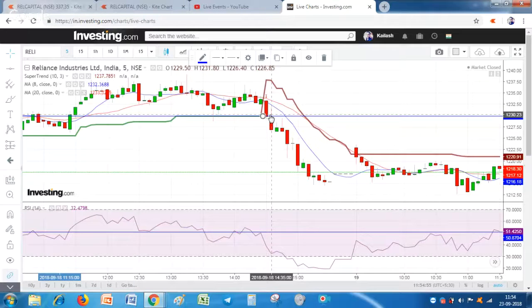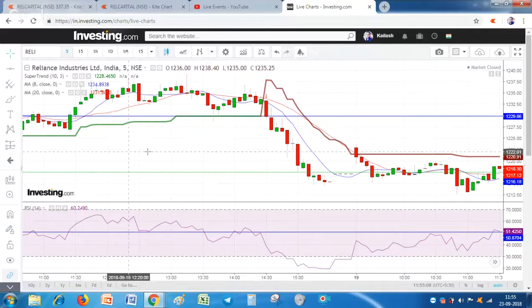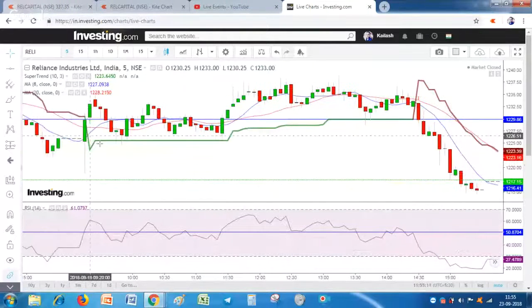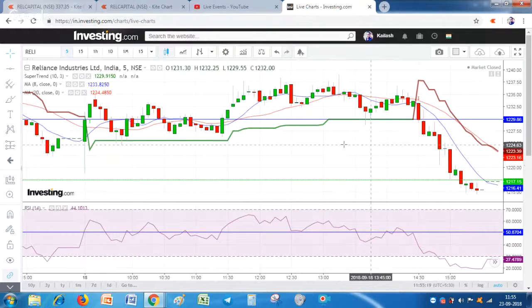From this level, the stock started downward and moved down to 1215. So this sell signal is quite reliable compared to our previous buy signal. Sometimes we don't know where the stock will go. What will happen next, we don't know. But the only thing we know is our risk, how much risk there is. So we should decide our risk and then be in a trade.